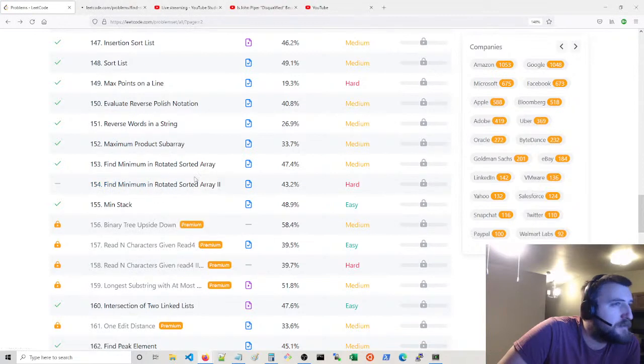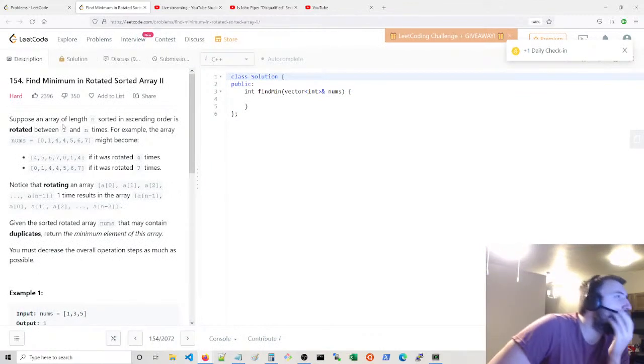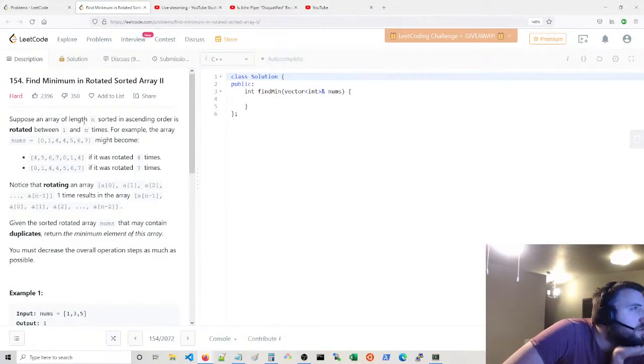Minimum in rotated sorted array 2. Okay, let's try it. Okay, how do we do? Suppose an array of length n sorted in ascending order is rotated between 1 and n times. For example, the array nums = [0,1,4,4,5,6,7] might become [4,5,6,7,0,1,4] if it was rotated 4 times, and if it was rotated 7 times, it would be right back to where it started. Rotating an array one time results in this array, right?